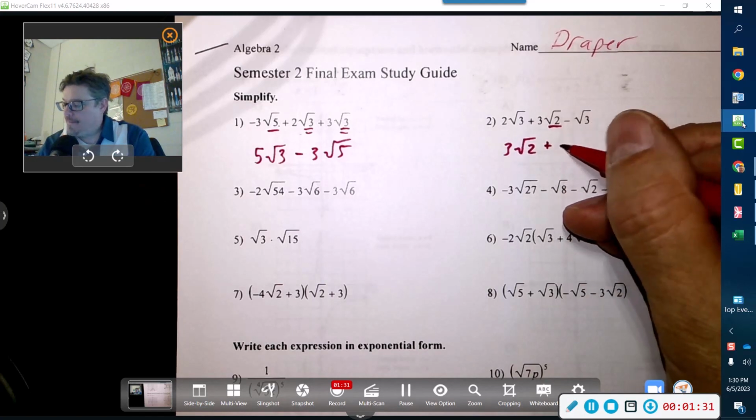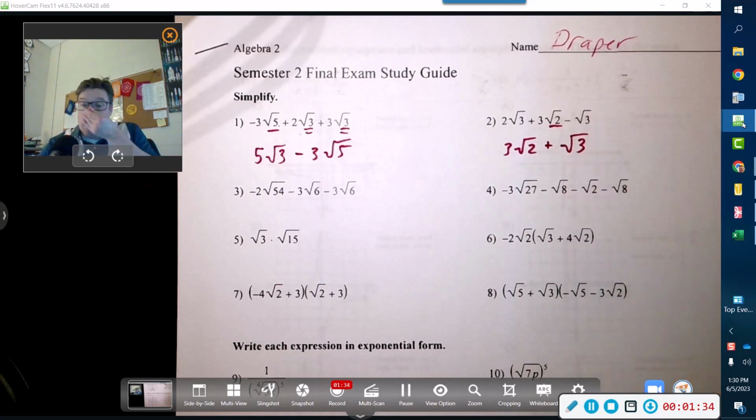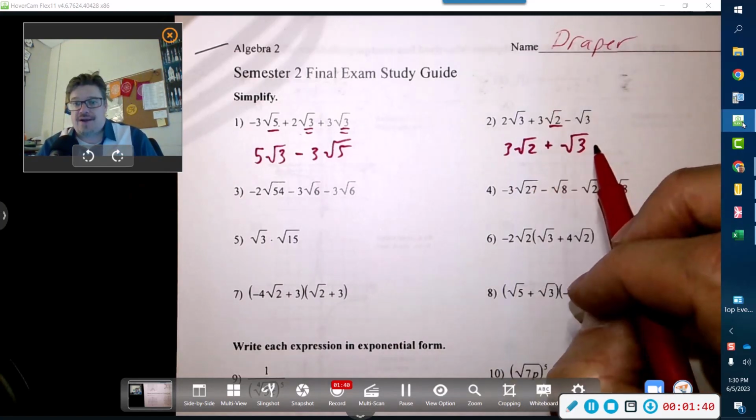So that is a positive 1 radical 3. Now just leave it like this. There's nowhere for it to go. You just leave it, okay? That is a radical 2, that is a radical 3, done.